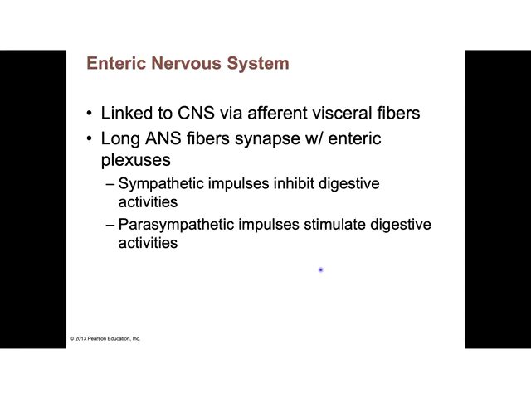There are parasympathetic and sympathetic fibers that are going to provide suggestions to the enteric nervous system as to when and where to act. Sympathetic impulse is going to inhibit GI, and parasympathetic is going to promote it.